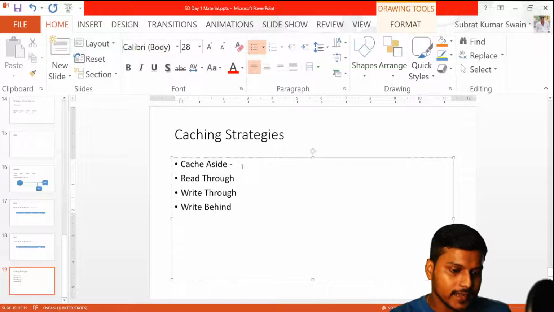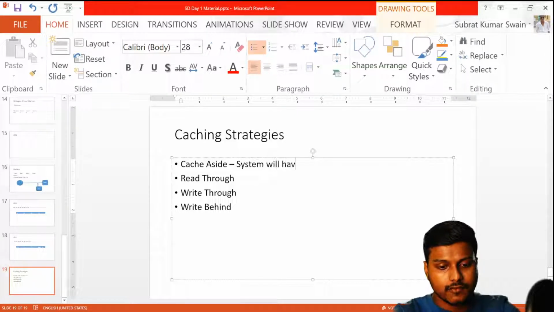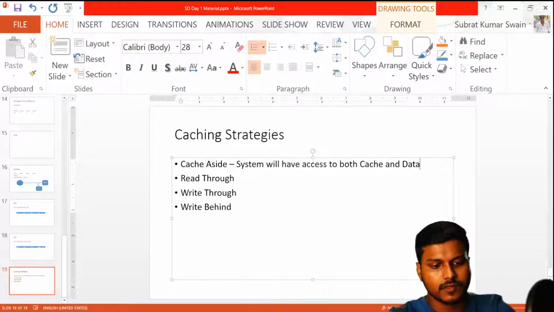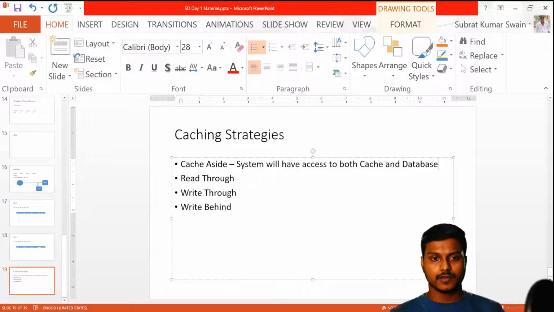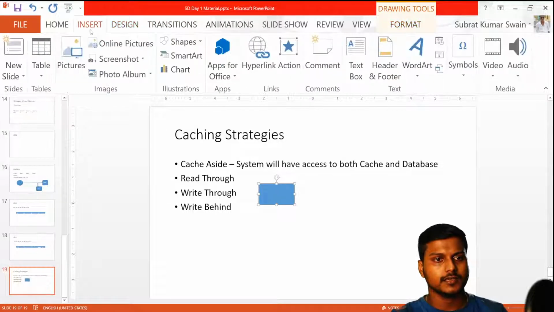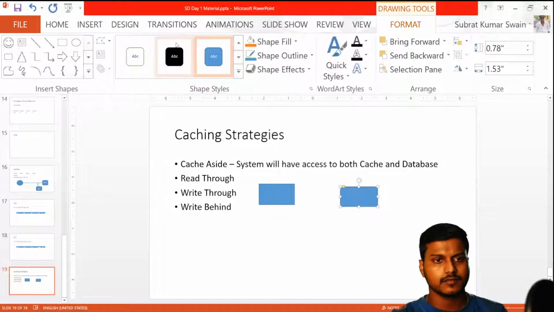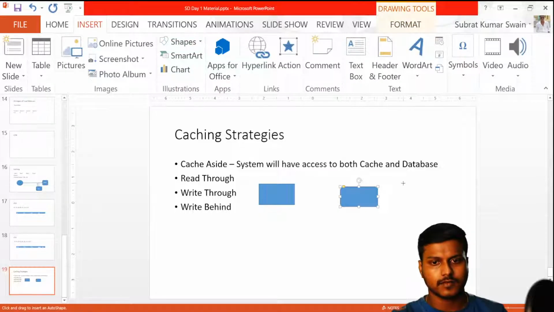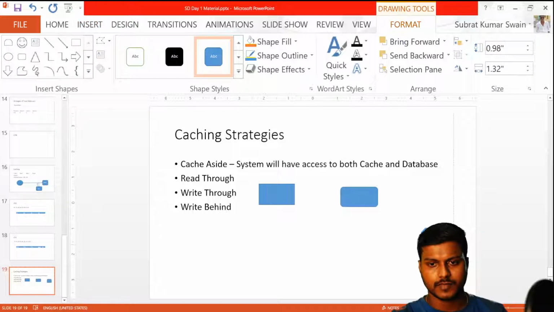What happens in cache aside is your system will have access to both the cache and your database, or memory database, let's say. It will have access to both cache and database. Let's draw it. It will take some time, but I think it's fine. This is the system, this is a cache, then I have the database.